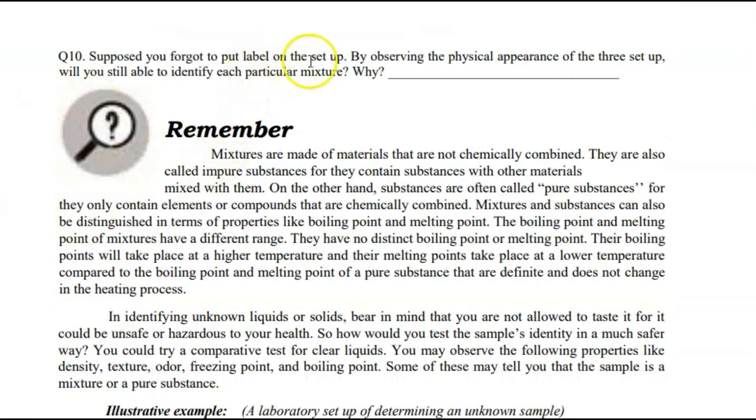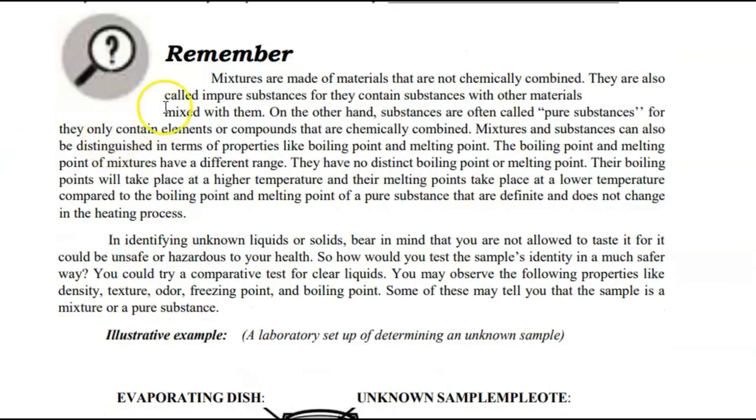Suppose you forgot to put label on the setup. By observing the physical appearance of the three setup, will you still be able to identify each particular mixture? Why? So, kahit daw walang ABC, alam mo pa ba yung baso na may salt, na may sugar, at saka na purong water lang? Bakit? Remember, mixtures are made of materials that are not chemically combined. Physically combined sila. They are also called impure substances, for they contain substances with other materials mixed with them.